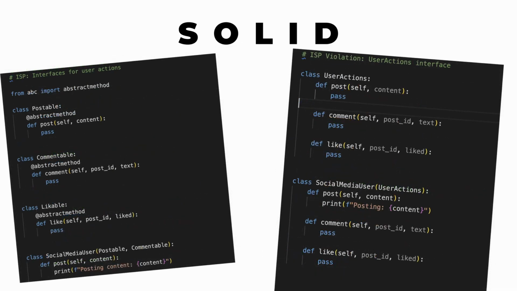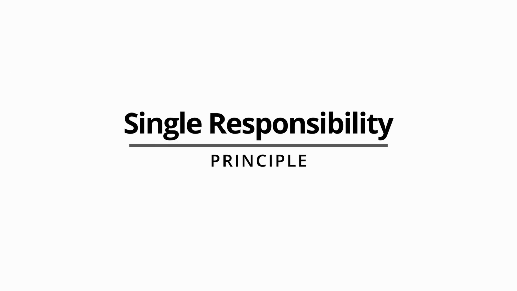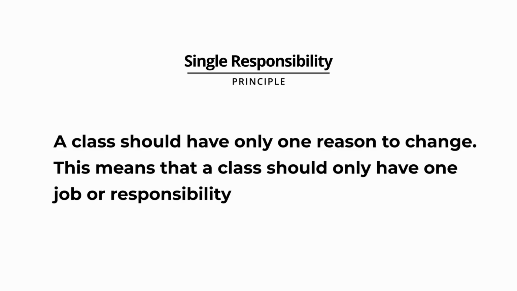To illustrate these principles, we'll use a hypothetical social media application. The first principle is the single responsibility principle. The single responsibility principle states that a class should have only one reason to change. That means a class should only have one job or one responsibility.